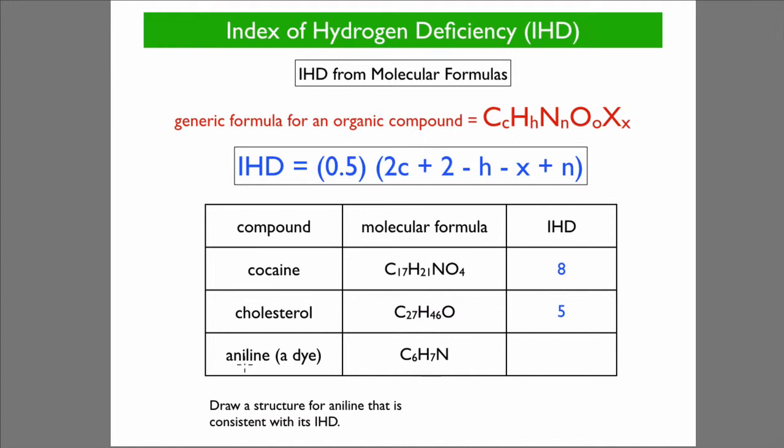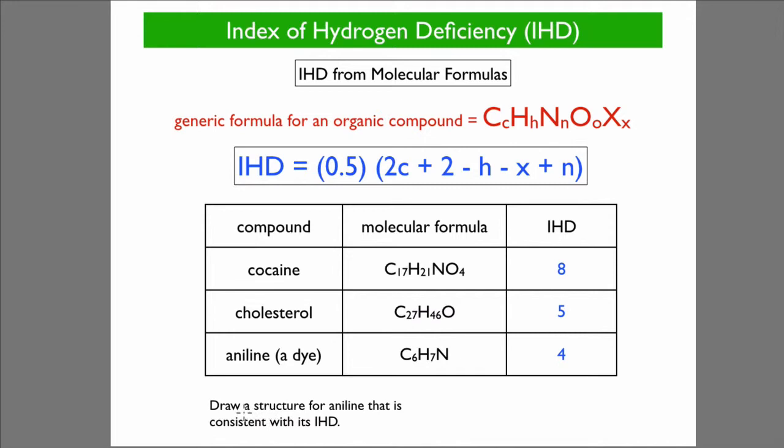And aniline is a dye. It's C6H7N, and we've got 6 times 2 is 12, plus 2 is 14, minus the 7, back down to 7, plus 1, 8, times 0.5 is 4.